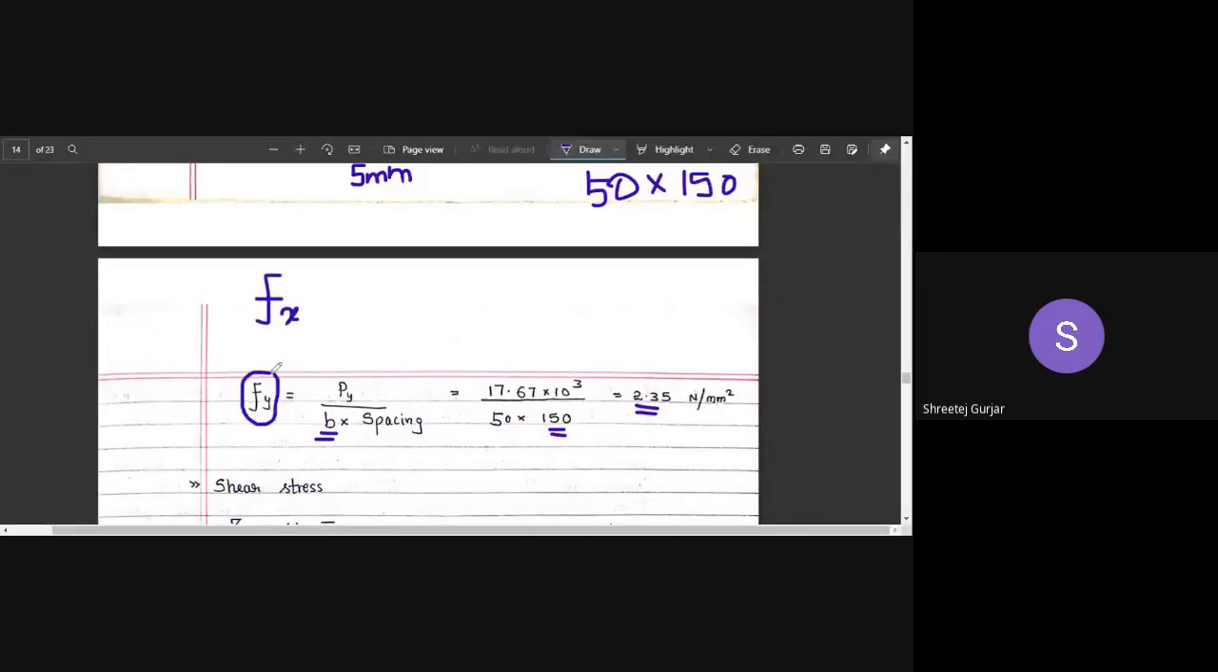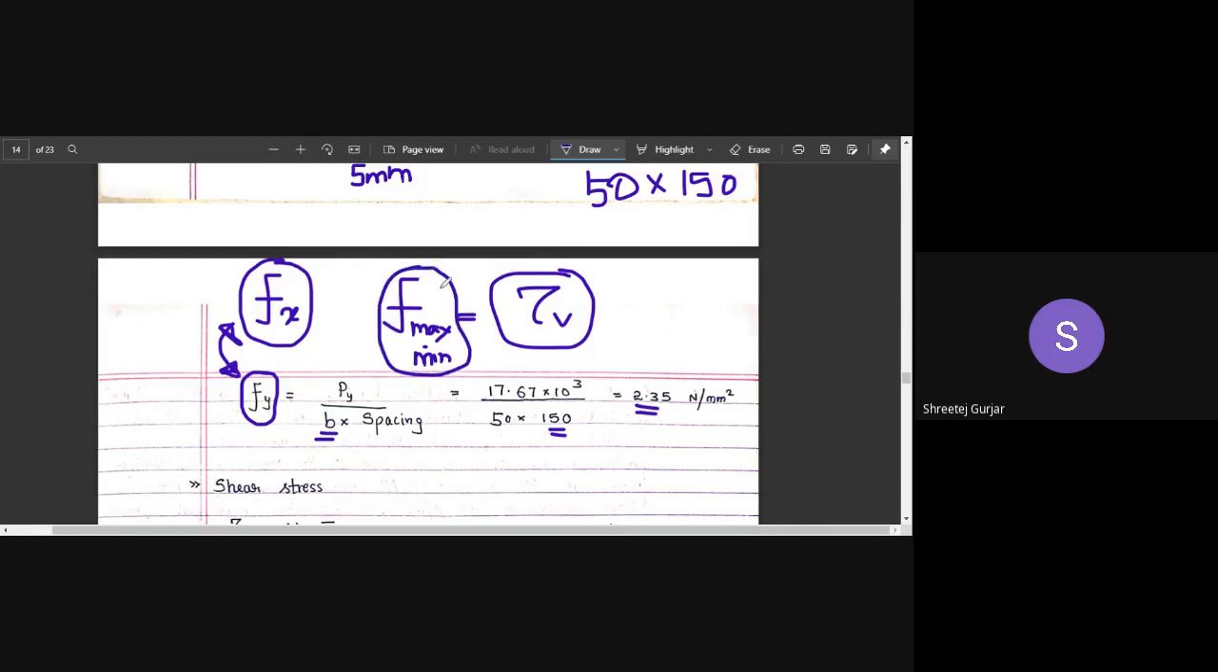Now what else is needed for us? After you calculate Fx and Fy, to calculate the principal stresses, F max and F minimum, what else do we need along with these two? Shear stress or tau. Correct. We need shear stress, we need tau V. If you have these three with you, you can easily calculate F max and F minimum. So we have calculated Fx, we have calculated Fy. What we need is tau V or shear stress.